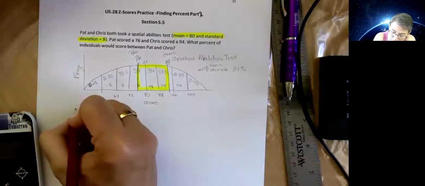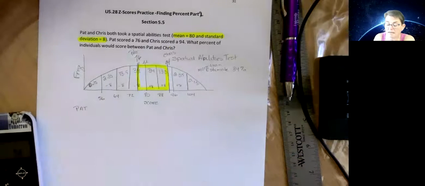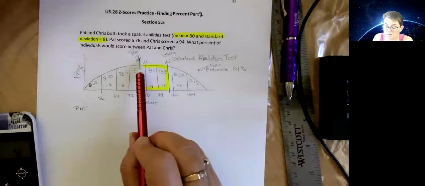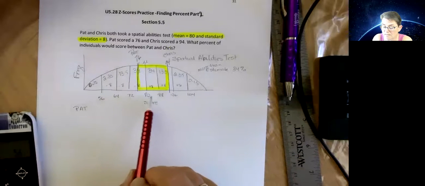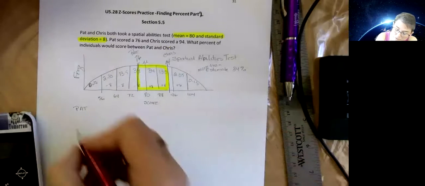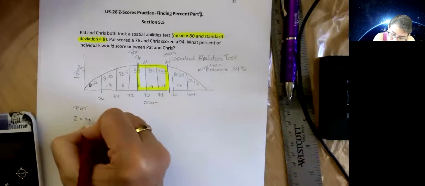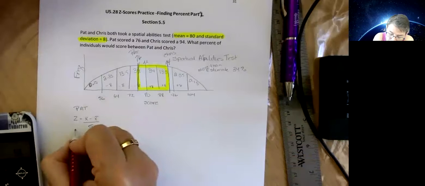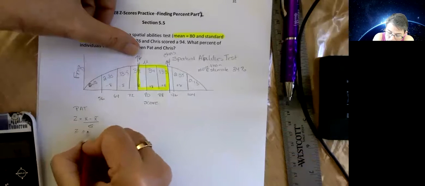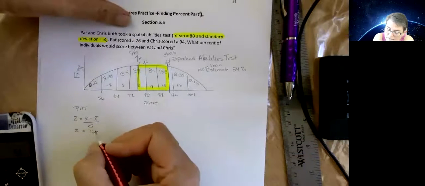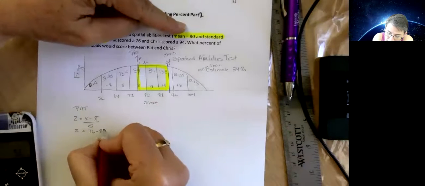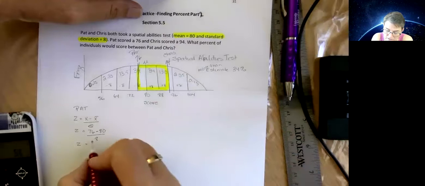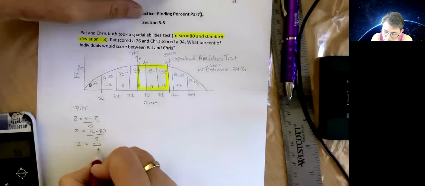All right, so let's look at Pat. And you knew, because it said Z-score up there, or the fact that the score that he got doesn't match any of our beautiful magic numbers across the bottom, we have to do a Z-score. All right, so he scored 76 minus mean was 80 over 8. So Z-score, it's going to give me minus 4 over 8.